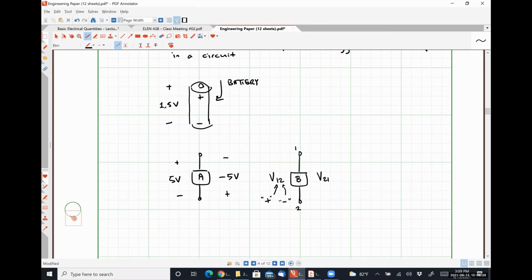Lastly, another way to represent voltage, this is done largely in Europe, is we might have some voltage magnitude, I'm going to call it V, and then we would have an arrow pointed from the negative polarity terminal to the positive polarity terminal.